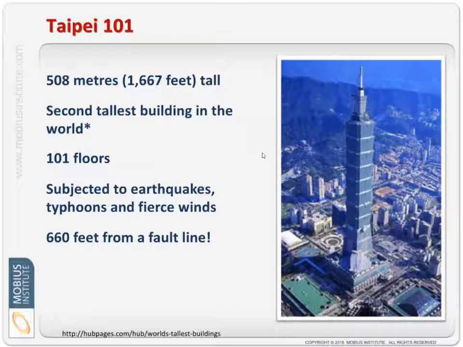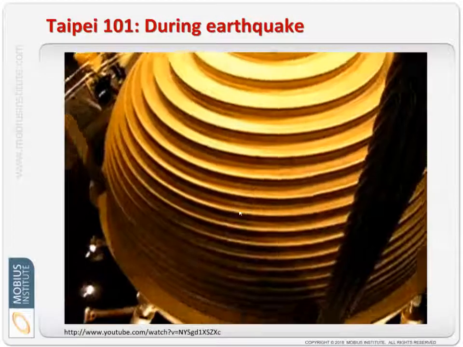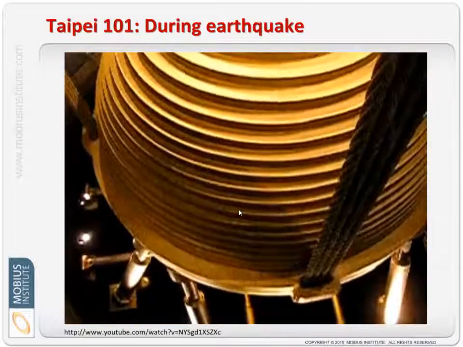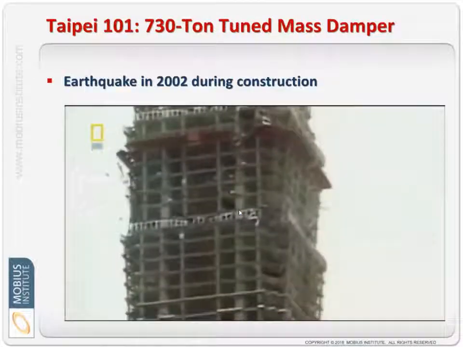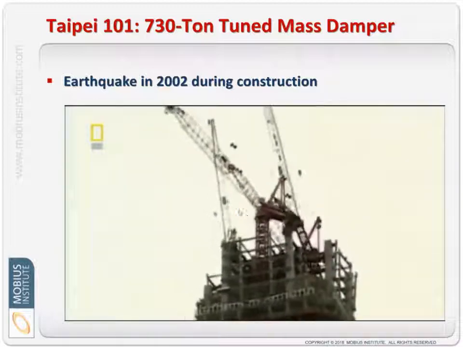In this case, we've got Taipei 101, a great big tall building, but it experiences earthquakes. It's just near a fault line, and also these typhoon winds, and so they had to do something about it. So they made this huge 730 ton tuned mass damper, and you'll actually see that thing vibrating when there was an earthquake.